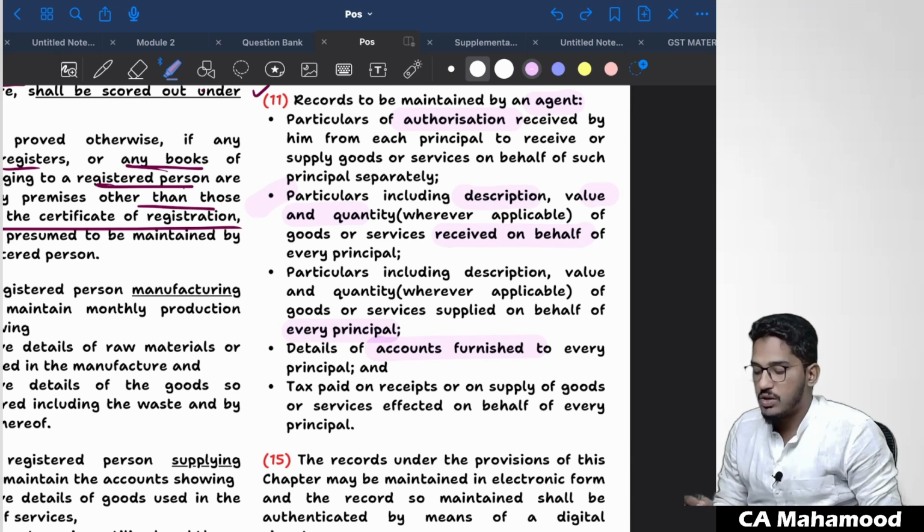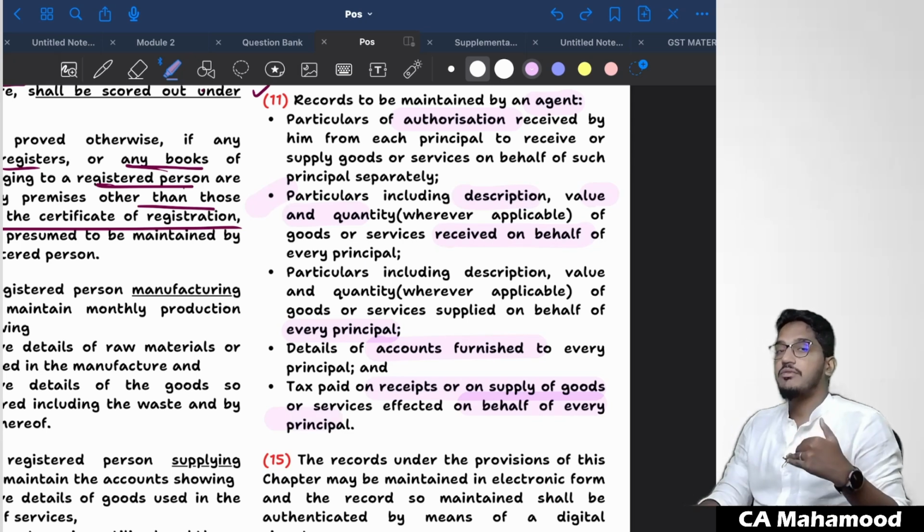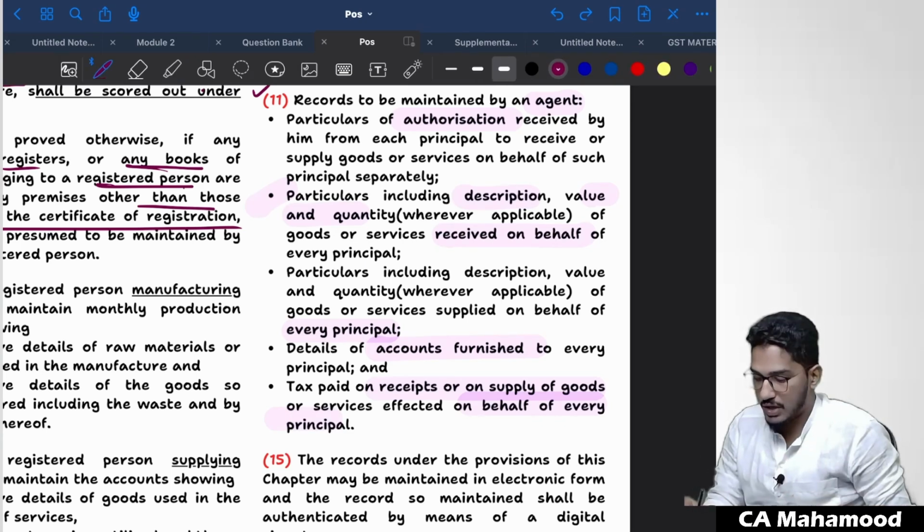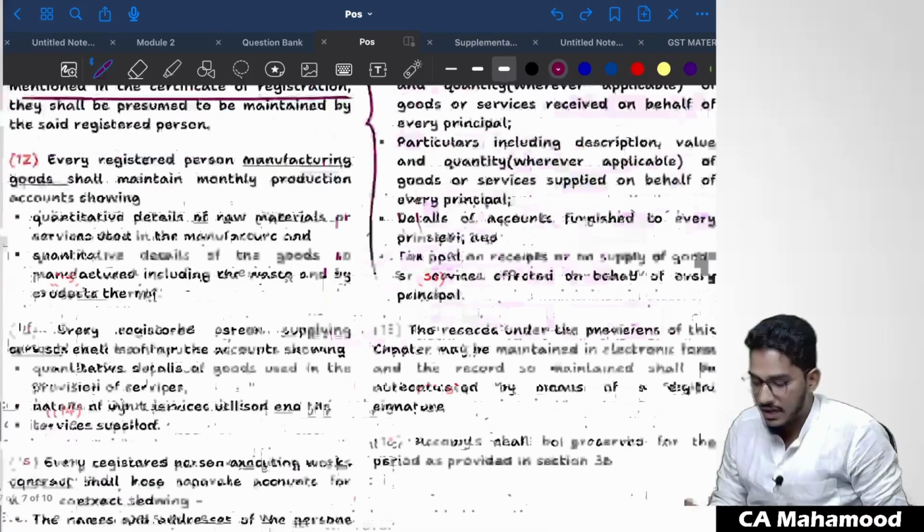And in addition to that, what tax you have paid on receipts or on supply of goods or services effected on behalf of every principal. On behalf of your principal, what taxes you have paid, that register, that record also you are supposed to maintain. So these are the accounts which are required to be maintained in the case of an agent.